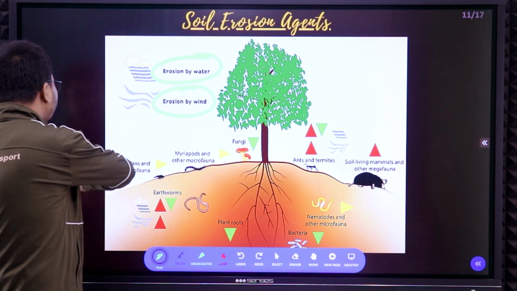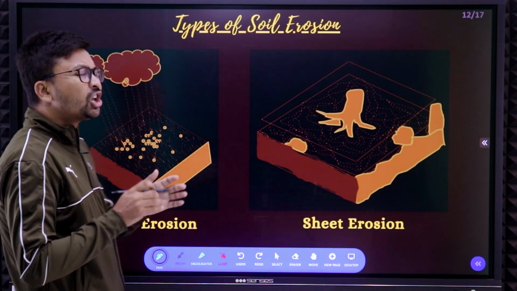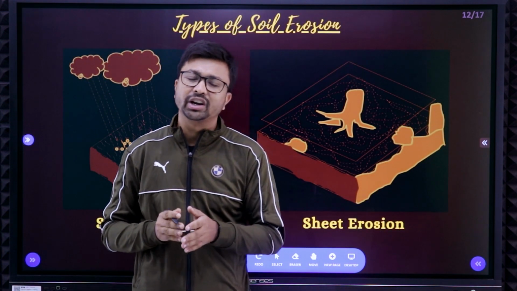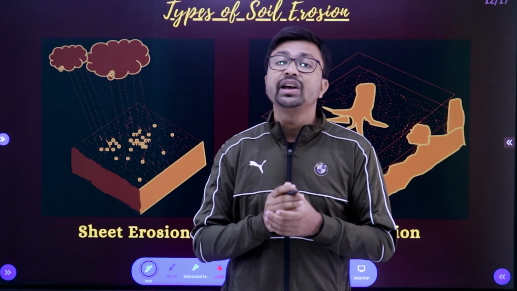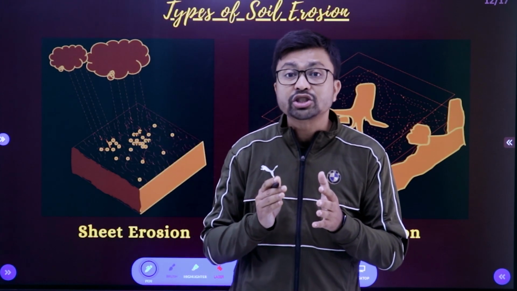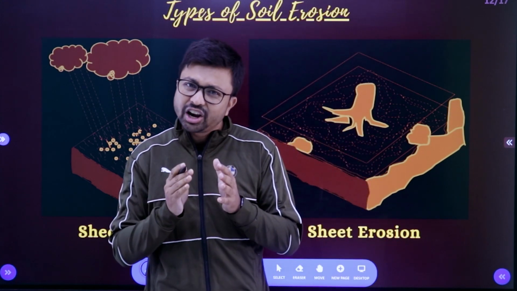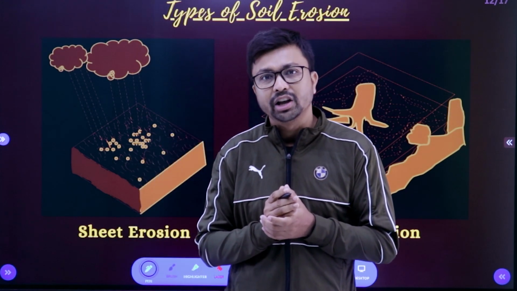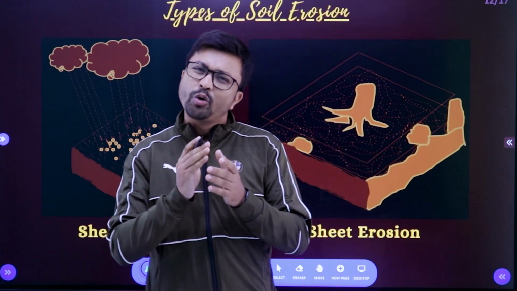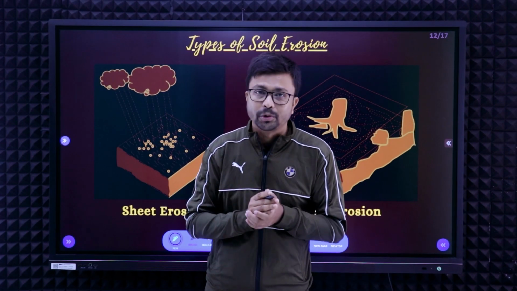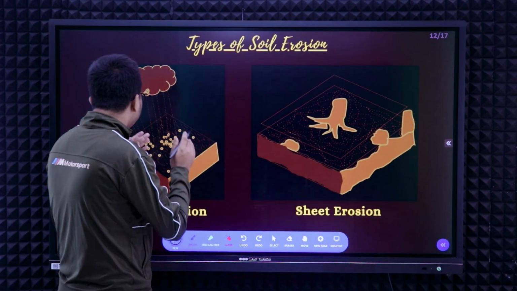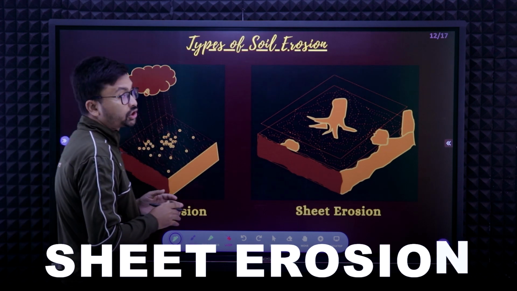Now let's see what are the processes of soil erosion, or the types of soil erosion. Remember, there are basically three types of soil erosion. What are those? Sheet erosion, rill erosion and gully erosion. Now one by one we will discuss those processes. So let's start with the first one, that is sheet erosion.